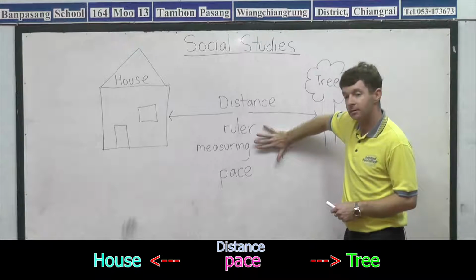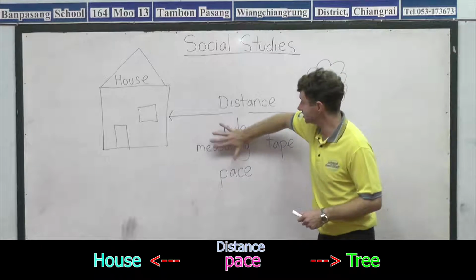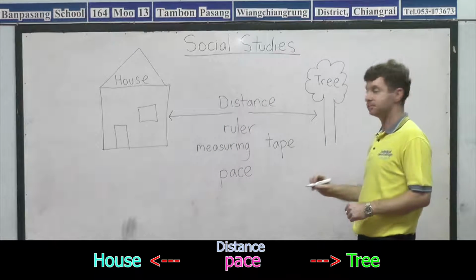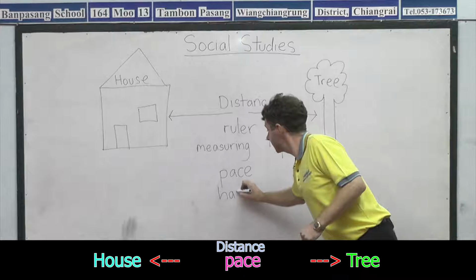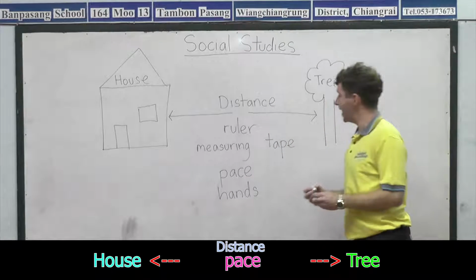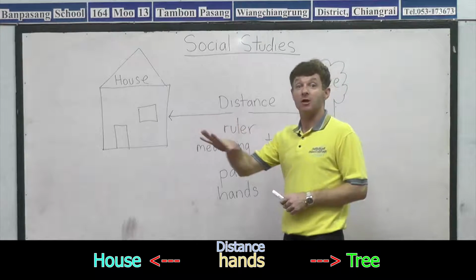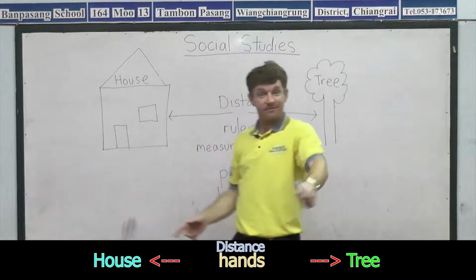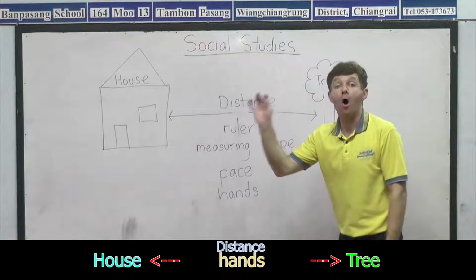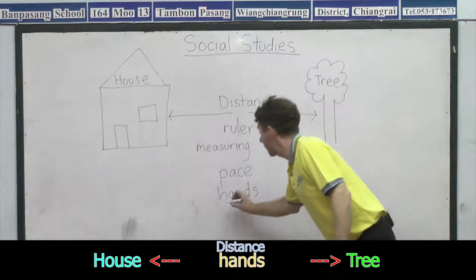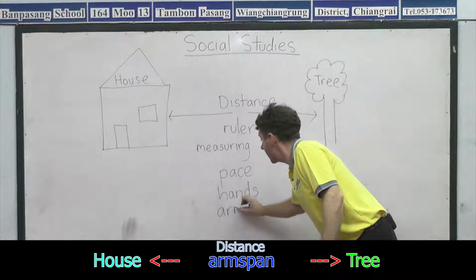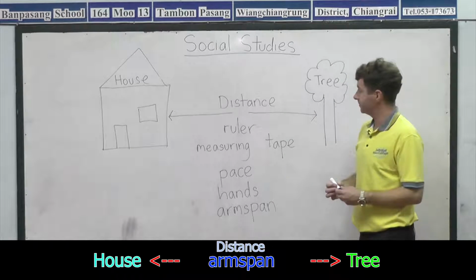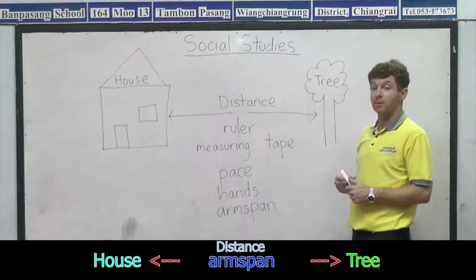Or hands. People would use their hands. One hand, two hands, three hands, four hands, five hands. How do we spell hands, guys? H-A-N-D-S. Or if it's larger than measuring with hands, we can use our arms. Excellent. We can use what's called our arm span. A-R-M-S-P-A-N.